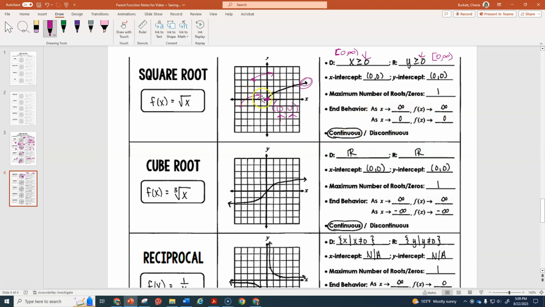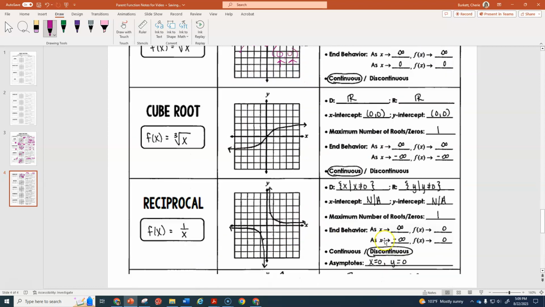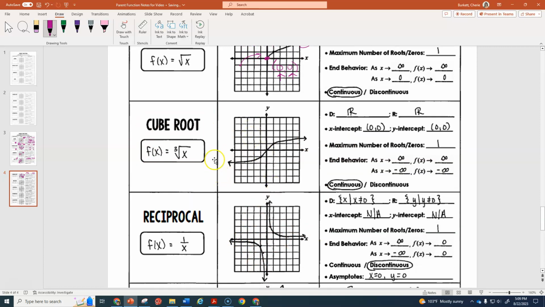It is continuous, however. Once it starts, you can draw the whole thing without picking up your pencil. All of these are continuous until we get down here to this reciprocal function. Once we hit the reciprocal function, now we have branches. We have a left branch and a right branch. We'll get to that in just a second. The cube root is kind of funky looking. It looks very much like its relative, that cubic function, except this one's going side to side.